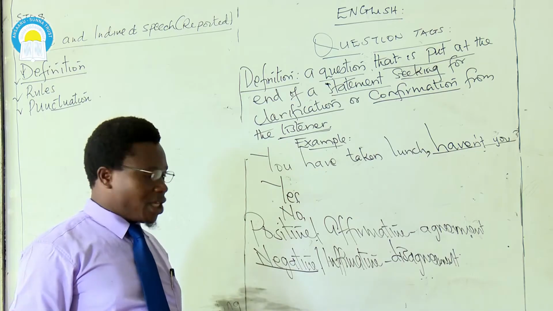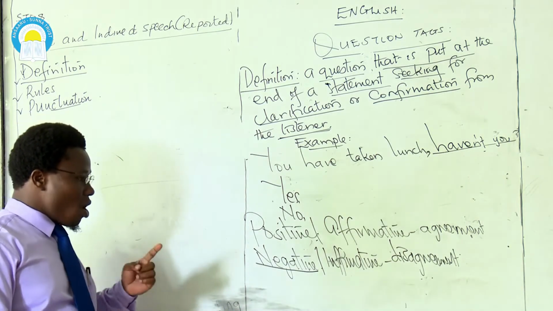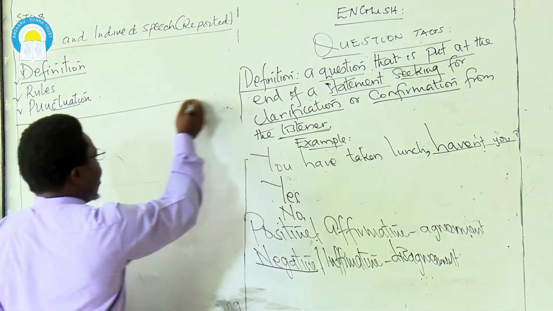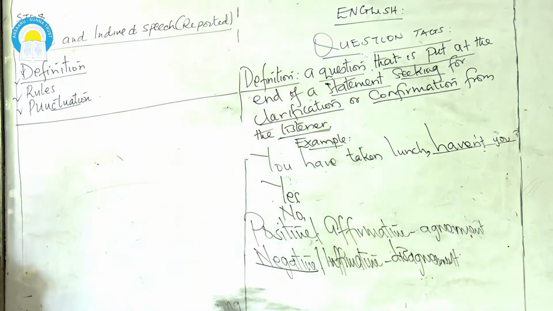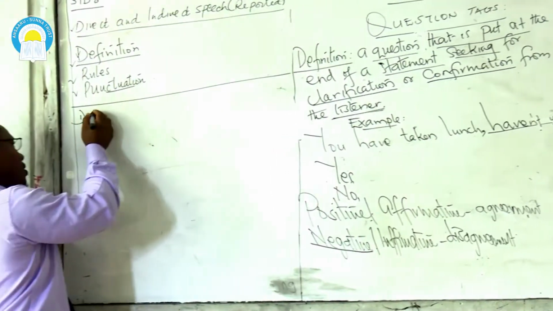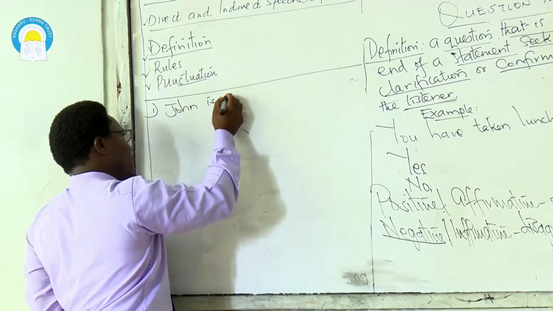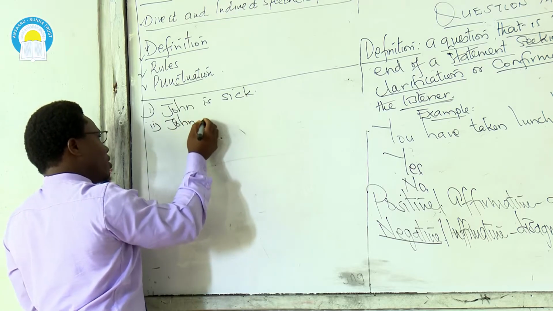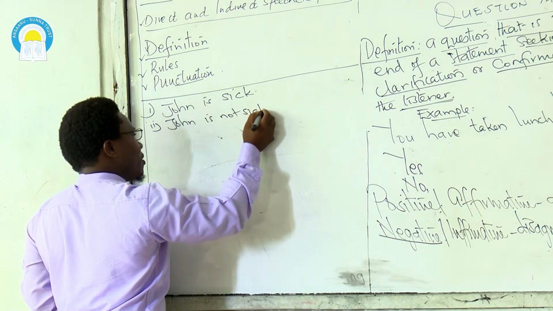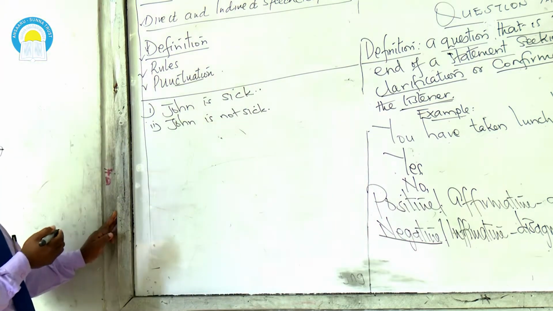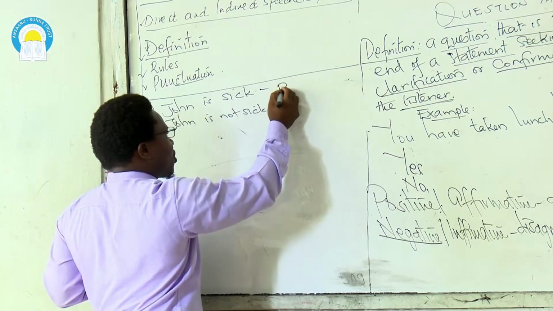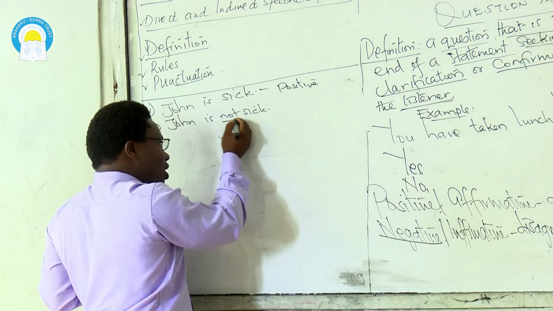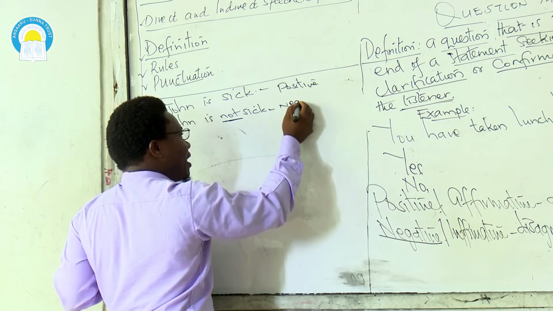Maybe to elucidate or elaborate on the two, consider these two sentences your teachers may have taught you in grade 4 or class 5 and 6. One, John is sick. And two, John is not sick. You will realize that John is sick is treated as a positive sentence. However, John is not sick is treated as a negative sentence.